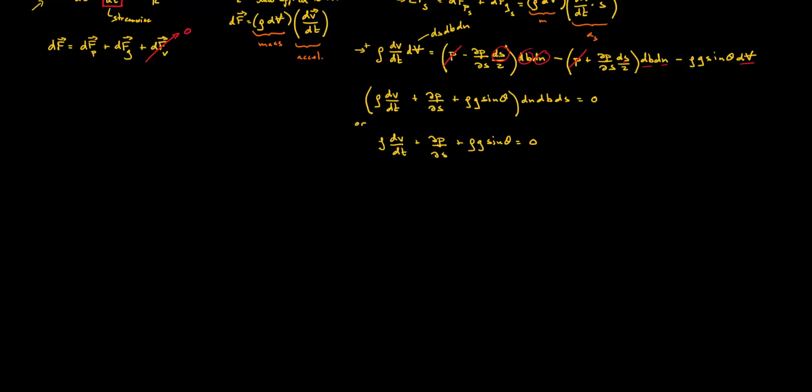So what this equation tells us is that the particle will not change speed unless there is a pressure gradient, meaning that dP by ds along the streamline is not equal to 0, or theta is not equal to 0, meaning that there is a change in elevation, which we'll look at more closely later.